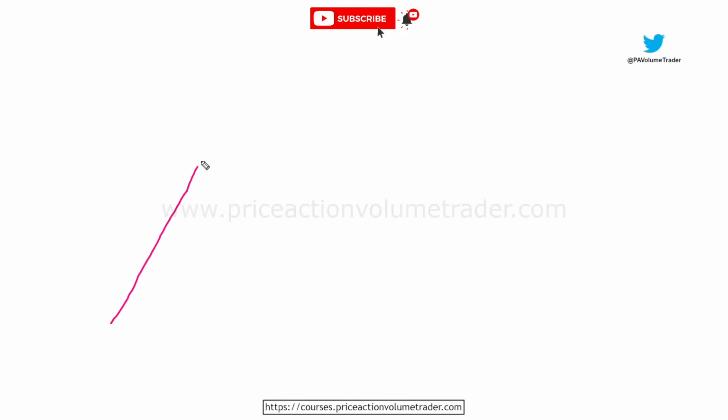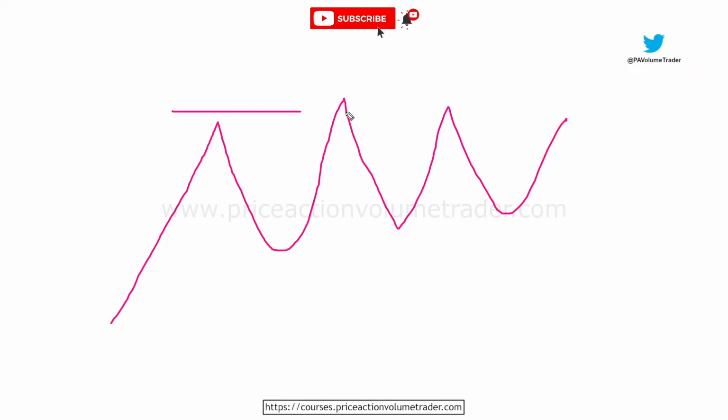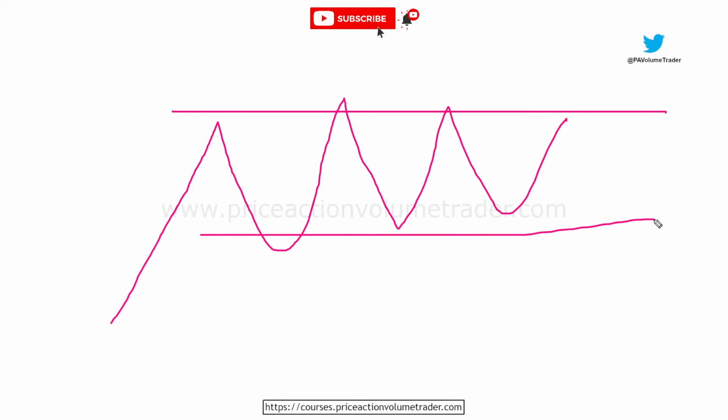So let's say you have a market that's like this. You have a clear level of resistance and a clear level of support. You've probably heard the saying, buy low, sell high. This makes a lot of sense because obviously if you're going short, you want to be selling as high as possible. And if you're going long, you want to be buying near the bottoms.